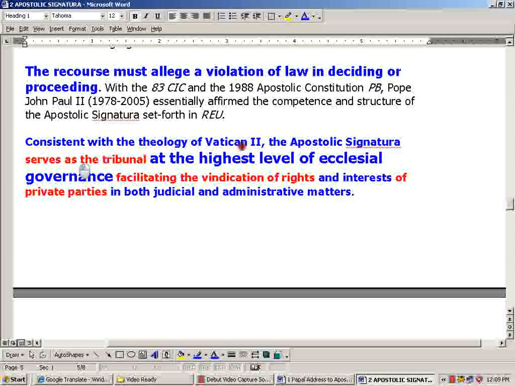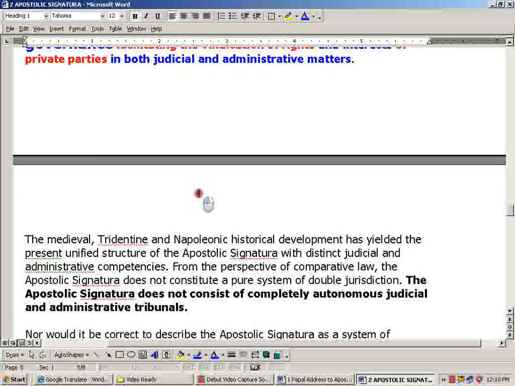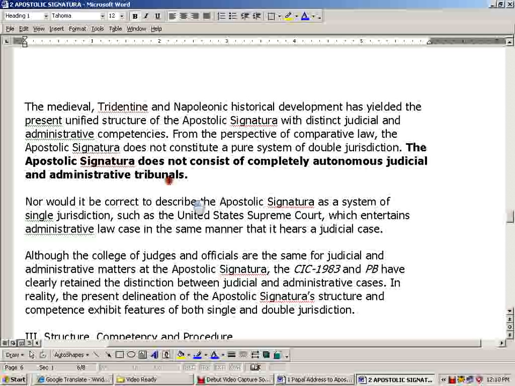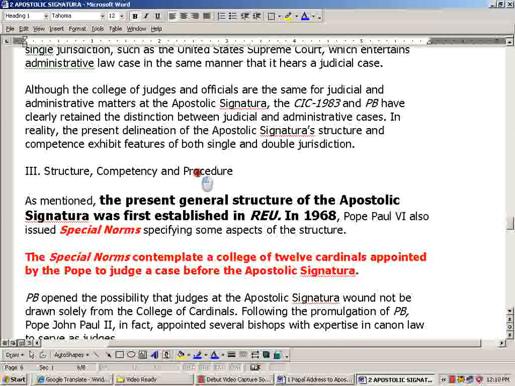Consistent with the theology of Vatican II, the Apostolic Signatura serves as the tribunal of the highest level of ecclesial governance, facilitating the vindication of rights and interest of private parties in both judicial and administrative matters. Highest court in the world. The Apostolic Signatura does not consist of completely autonomous judicial and administrative tribunals. So they must be people hiding in other places. The present general structure of the Apostolic Signatura was first established in, I don't remember, in 1968.